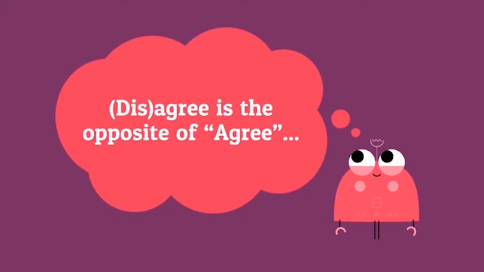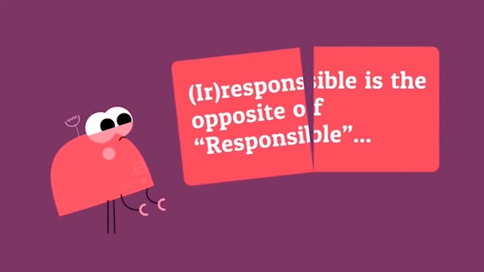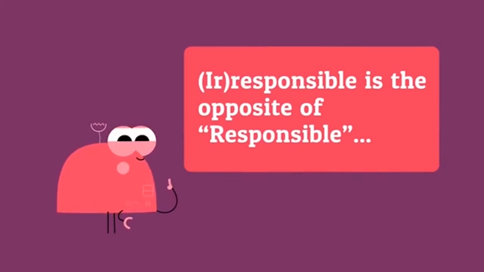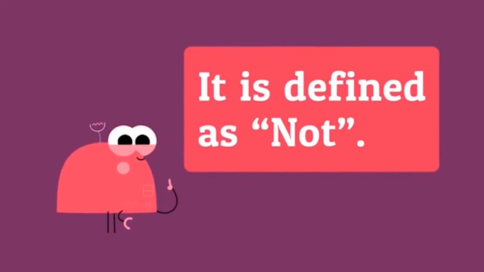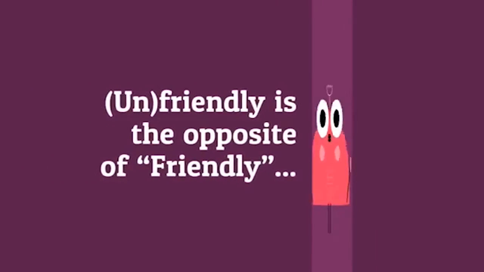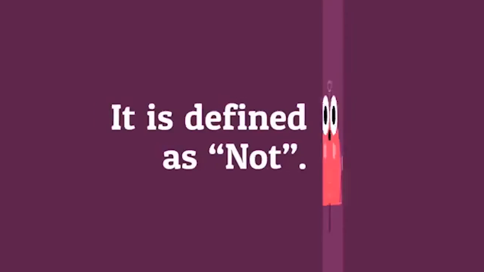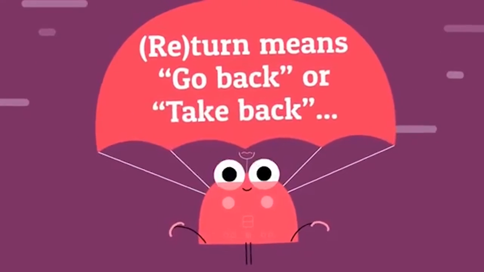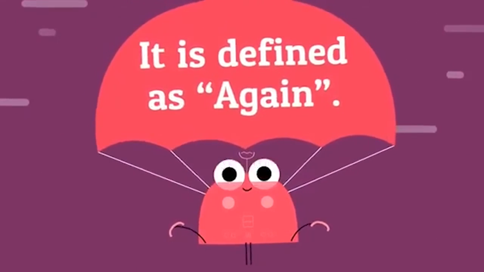Dis, ir, un, re. Disagree is the opposite of agree. It is defined as not. Irresponsible is the opposite of responsible. It is defined as not. Unfriendly is the opposite of friendly. It is defined as not. Return means go back or take back. It is defined as again.